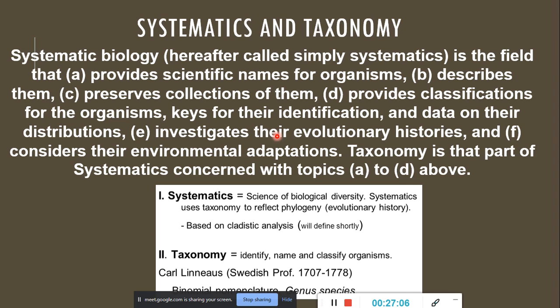And they provide classifications for the organisms. That is, they classify organisms into different class, order, family, all these things. They give this classification, which kingdom it is, which sub-kingdom, which phylum, which class, order, all these things. This is done by systematics. The next thing which systematics does is it investigates their evolutionary history.